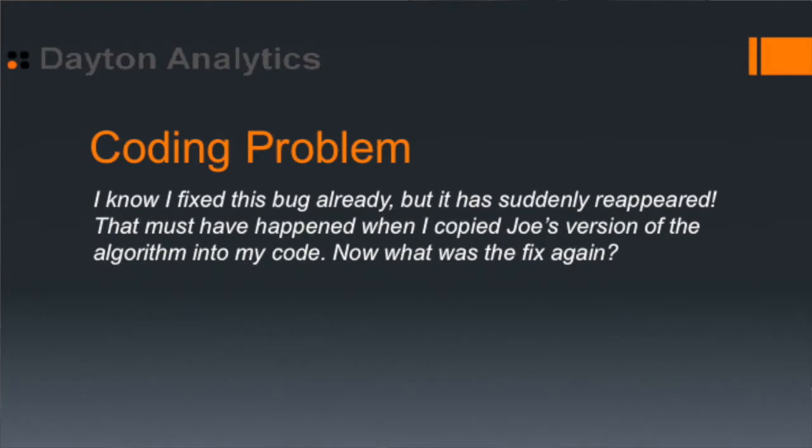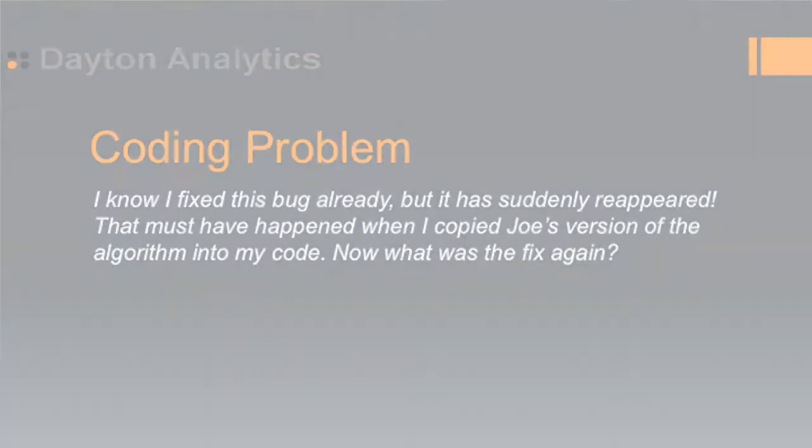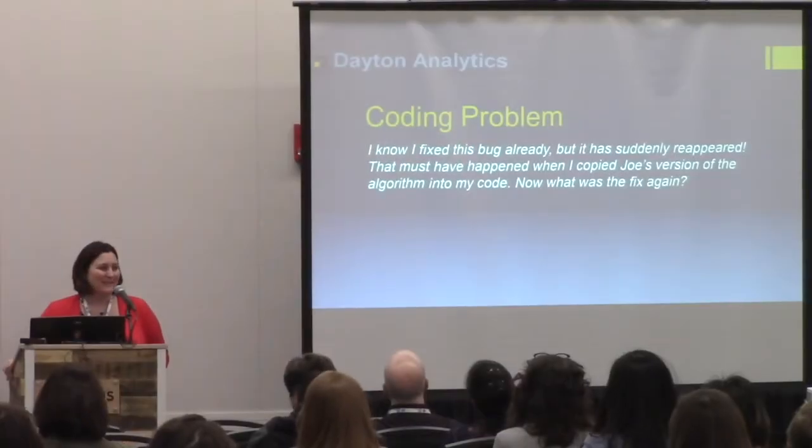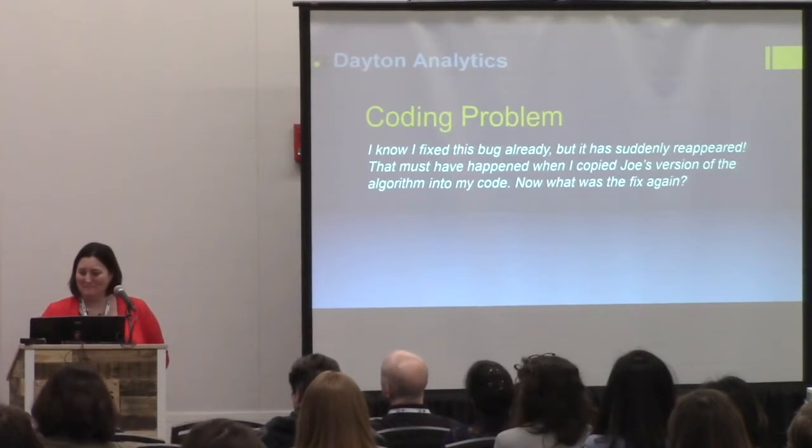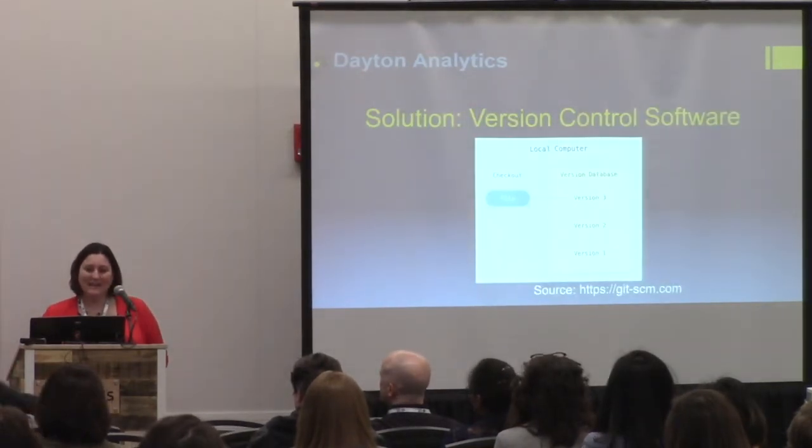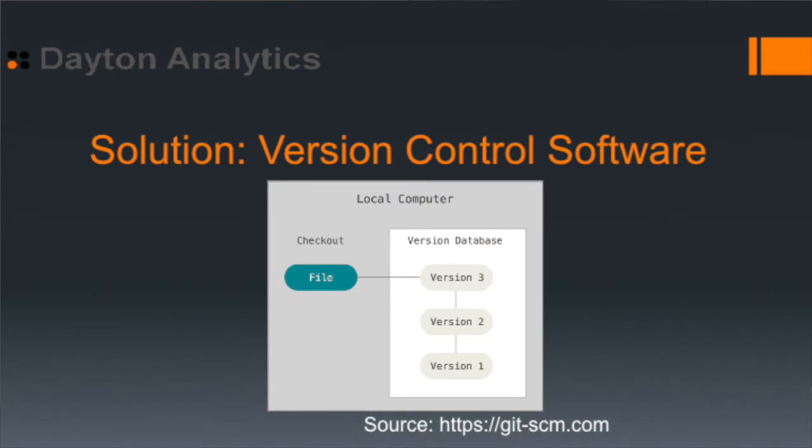So the next coding problem is the reappearing bug. I fixed this already. Why is it back? It's Joe's fault. Because he gave me that new version of that algorithm. Now where was the fix before I got Joe's code? So the solution, version control.